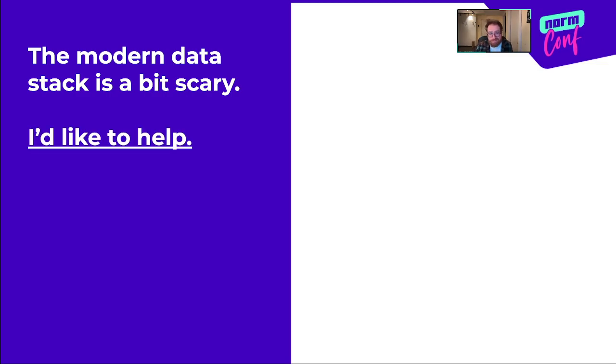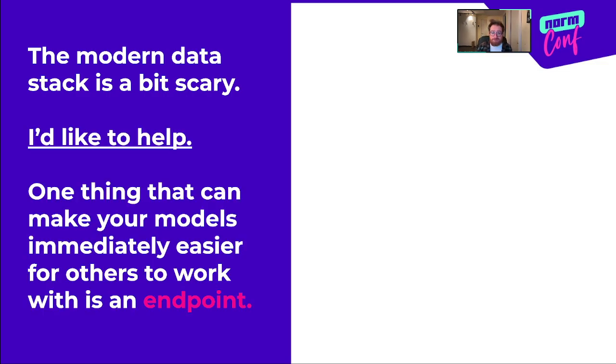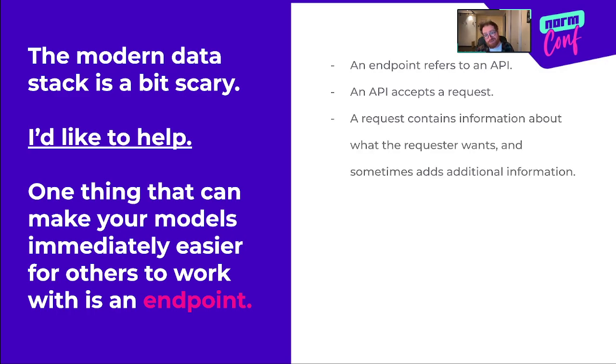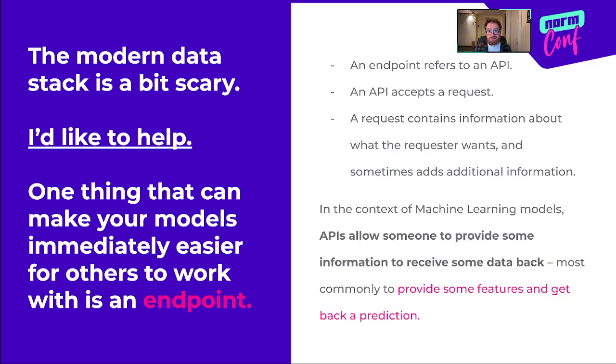I'd like to help. One thing that can make your models immediately easier for others to work with is an endpoint. An endpoint refers to an API. And an API accepts a request. A request contains information about what the requester wants, and sometimes adds additional information. In the context of machine learning models, APIs allow someone to provide some information and receive some data back. Most commonly, they provide some features and get back a prediction.